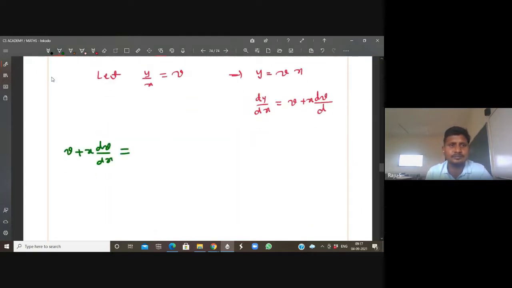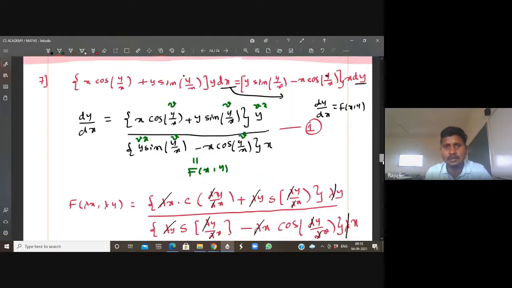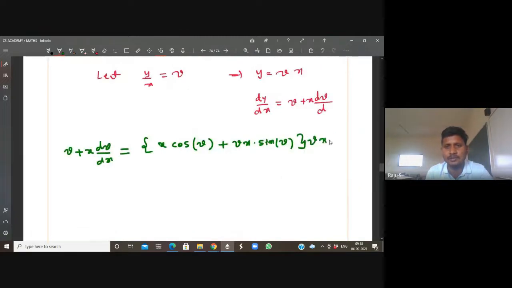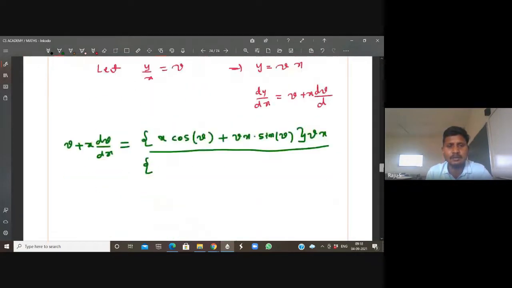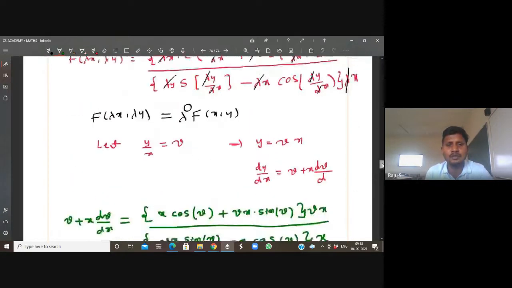So here the right side is clearly x cos v plus y, that is vx, sin v into vx, all divided by, again in brackets, y sin(y/x), y being vx, sin v, minus x cos v into x. I have replaced y/x by v.